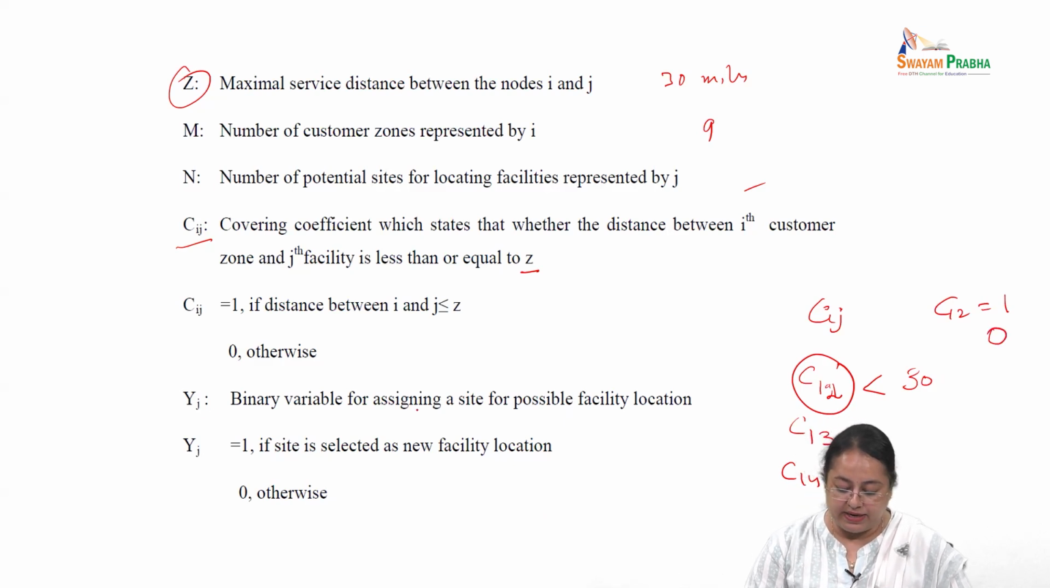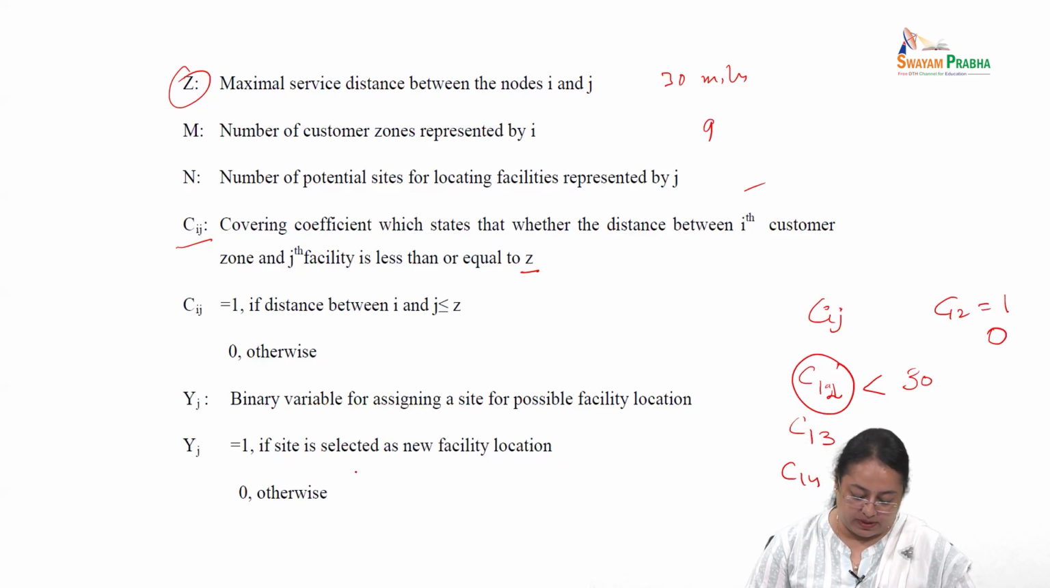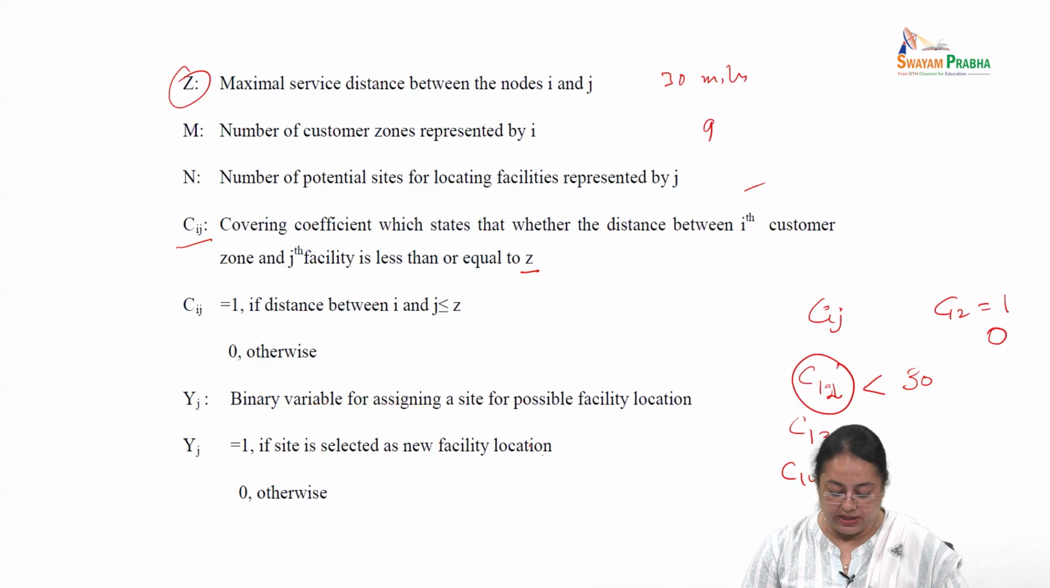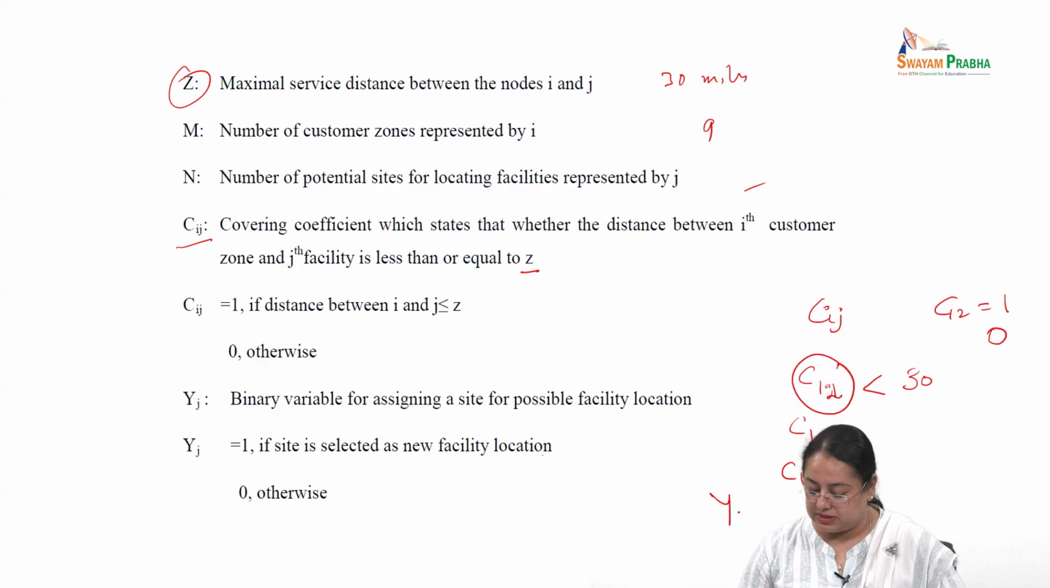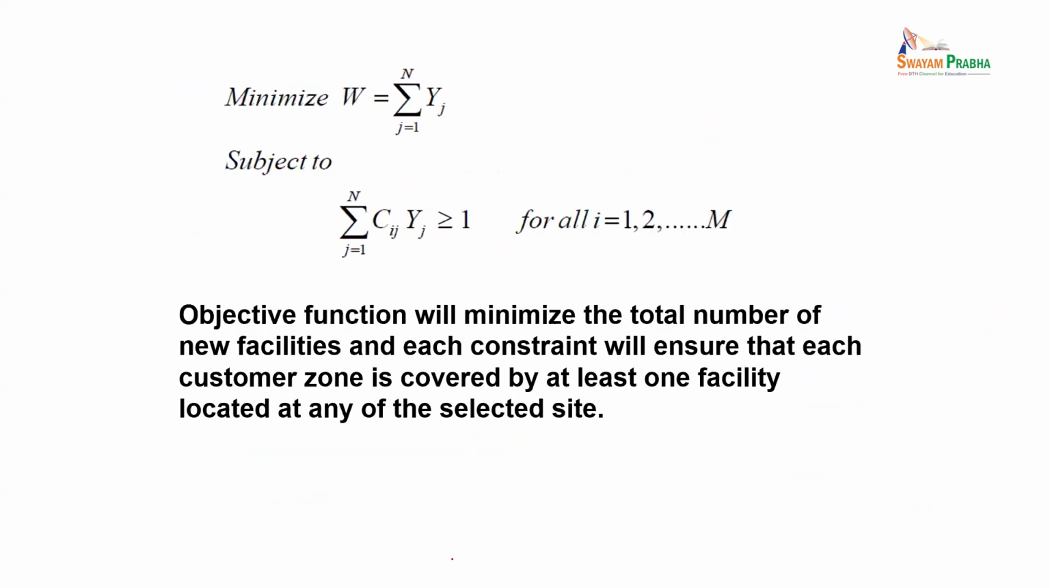So yj is a binary variable for assigning a site for possible facility location. If that particular facility is selected for new facility location, then yj is 1. For example, if in the final result we have got 3 and 8, the result will say y3 is equal to 1, y8 is equal to 1, and the rest of the facilities will be 0. This represents that.